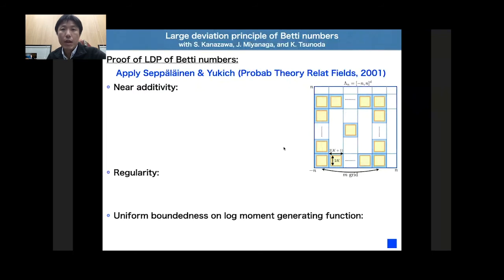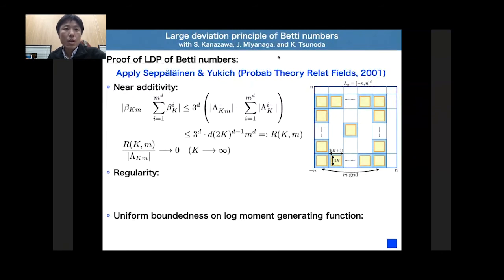And here, let me remind you that the strategy to check those conditions is decomposing the original window Lambda n into smaller regions, as discussed in the law of large numbers. So first, let us think about the near additivity. This condition is asking a kind of additivity of the Betti numbers by the sum of the Betti numbers from smaller regions, as we did before.